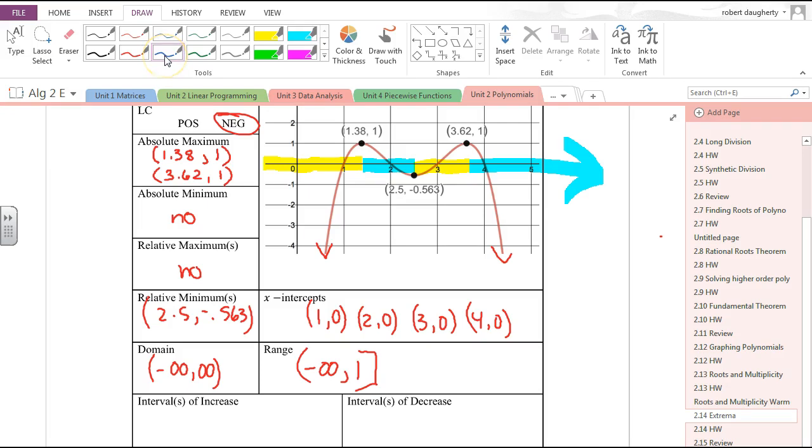So tell me, what's the first interval of increase? Negative infinity to what? Yeah, 1.38. X values only. This is not the range. Okay, the next interval is a decrease. What is that interval?